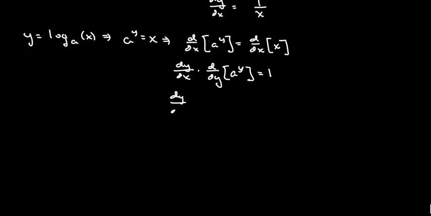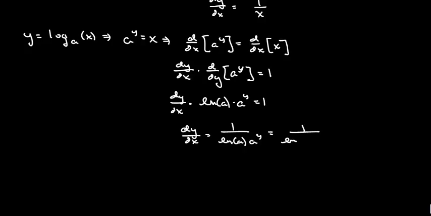dy dx is the guy we're trying to find. Now the derivative with respect to y of a to the y is equal to the natural log of a times a to the y, just like that. So that gives us dy dx, the derivative of this guy, is equal to 1 over the natural log of a times a to the y, and we know a to the y is equal to x. So this will be 1 over the natural log of a times x, just like that guy right there.